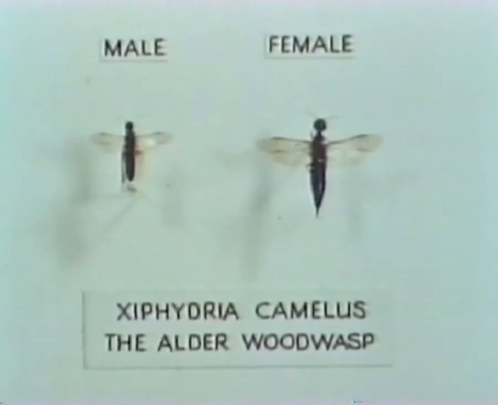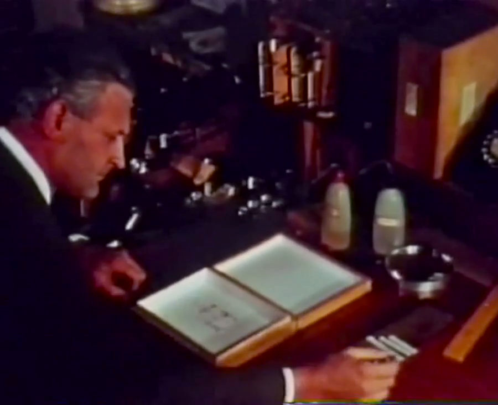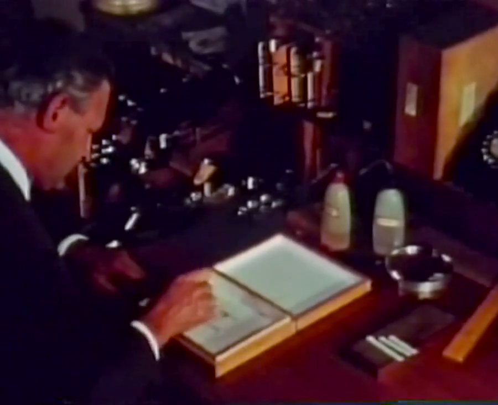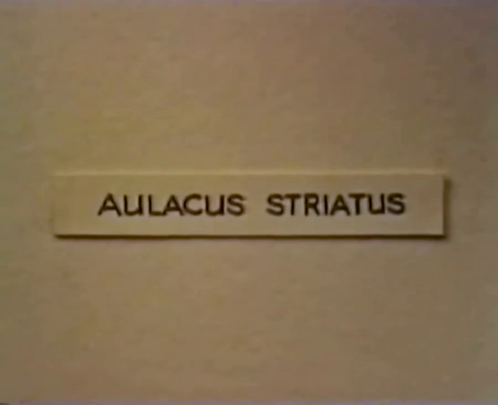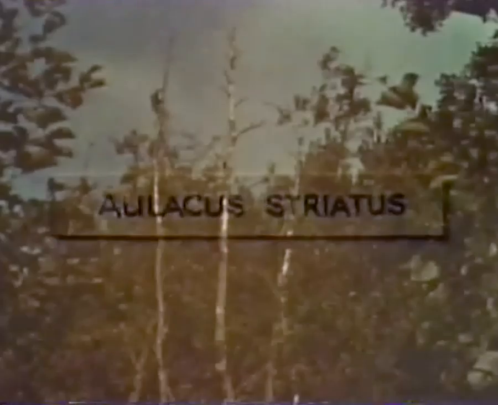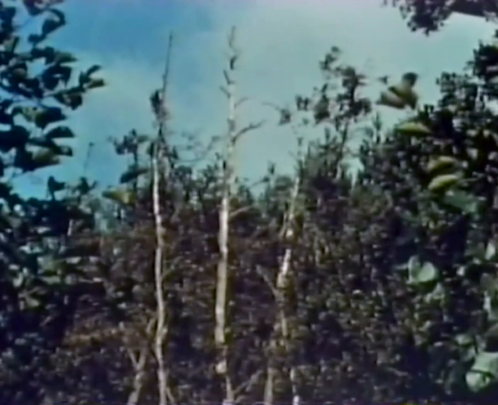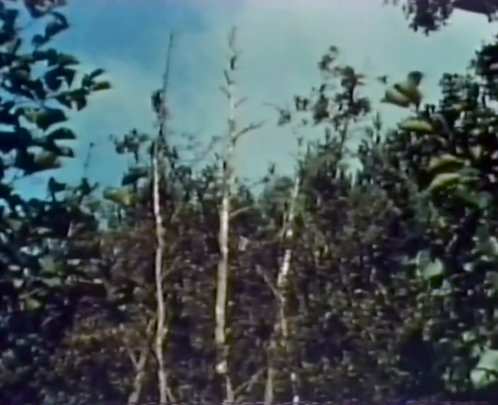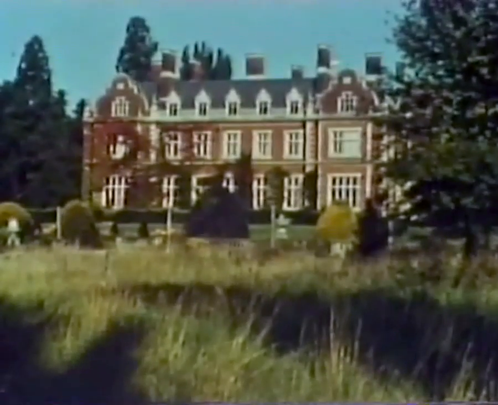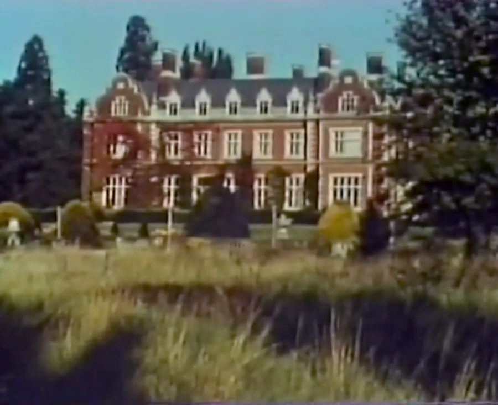We shall now see the 4 insect parasites that live at the expense of the woodwasp, starting with Aulicus striatus, which lays her egg inside the woodwasp egg. Aulicus striatus had not been found in Britain for many years, until it was recently obtained from dead alder in the grounds of Linford Hall in Norfolk.